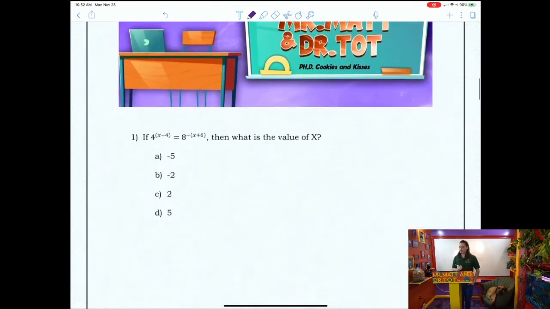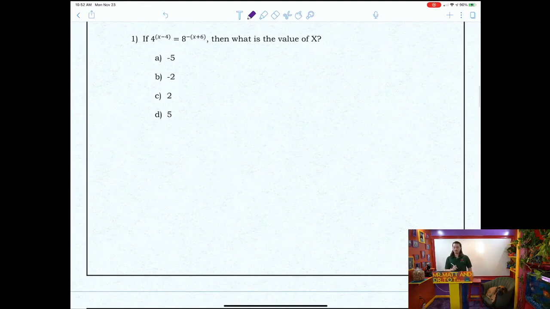So question number 1, if 4 raised to the x minus 4 power is equal to 8 raised to the negative 1 times the quantity x plus 6 power, then what is the value of x? So pause the video and attempt that problem.